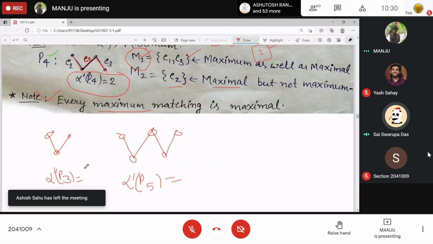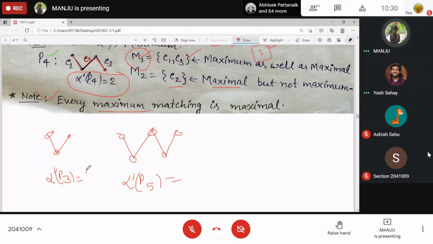For P3, it is 1. Yes. And for P5, you can take one edge at a time, and both are maximum. You can take this or this, but if you take both together, that is not a matching. And here, you can take this one, skip this, and take this. Similarly, you take these.